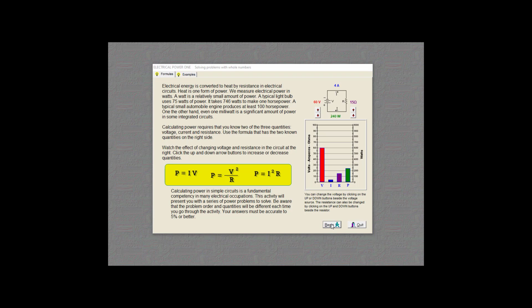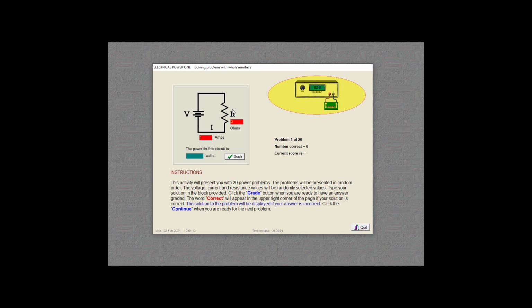Okay, let's get started. So here we have R and I, and our formula is going to be I squared R. So 1 times 1 is 1, times 3 is 3 watts. Here again we have R and I, so our formula is power equals I squared R, so 2 times 2 is 4, times 1 is 4 watts.